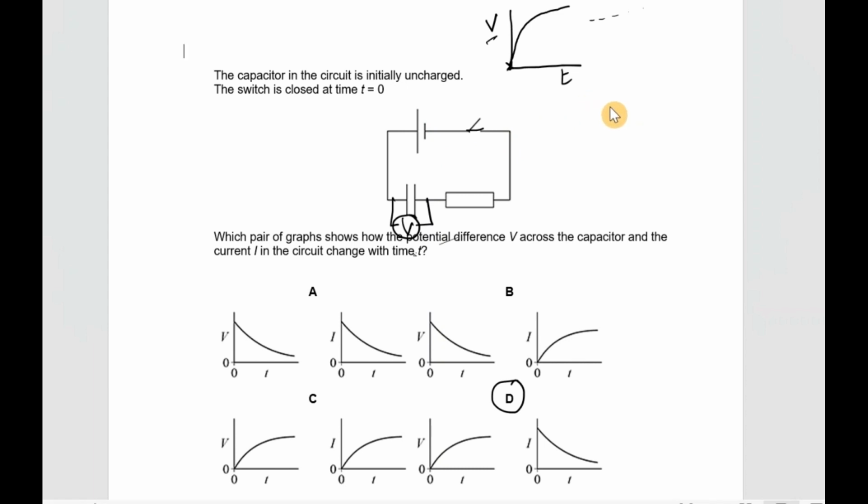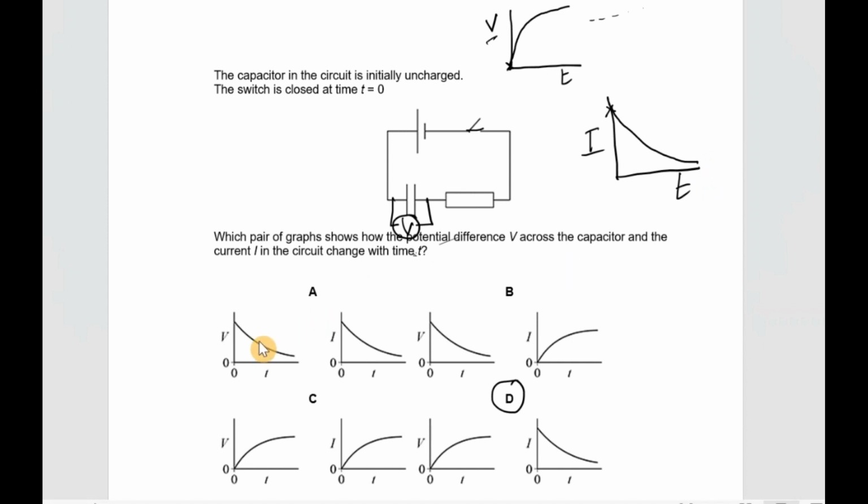So what's happening with the current? Well, again, initially when the switch is closed, it's very easy for the cell to push electrons onto the plate. So that means we start off with a very high current. But as the plates get more and more charged, it becomes more difficult to put electrons on there. The current reduces, and tends towards 0.